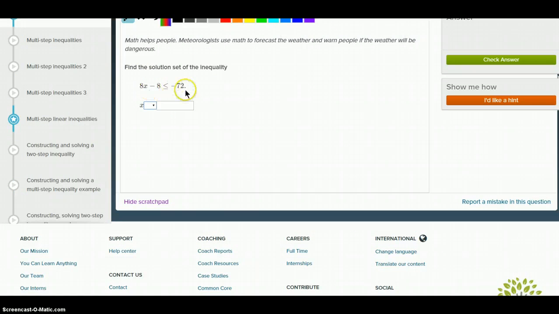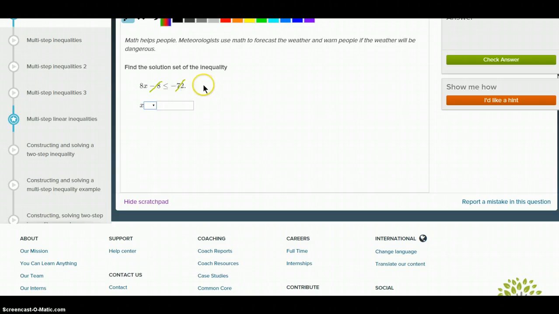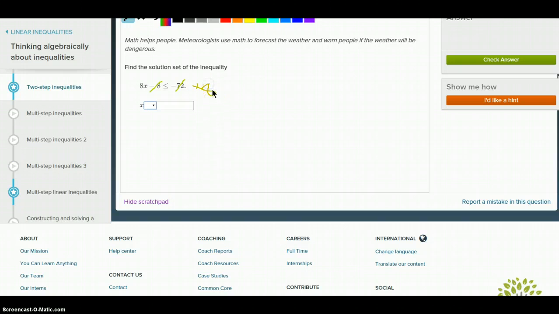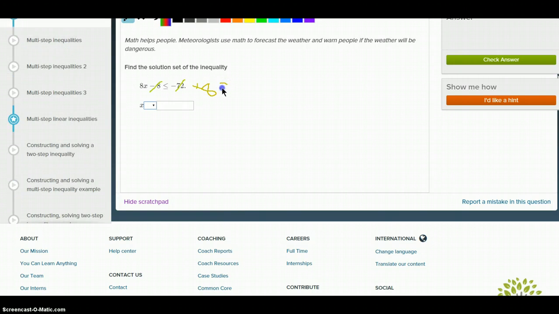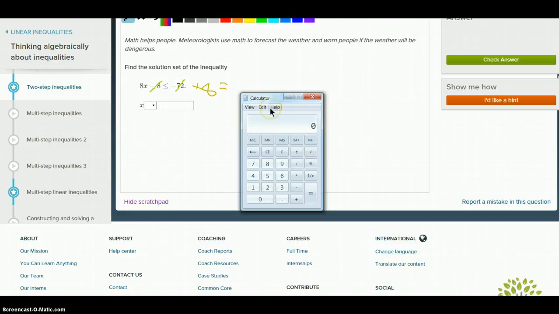Okay, find the solution to the inequality. Alright, so same deal, we're going to add 8 to both sides. Okay, so plus 8, and then negative 72 plus 8, let's see what that is. Let me just pull out my calculator. Alright, so negative 72 plus 8 is negative 64.